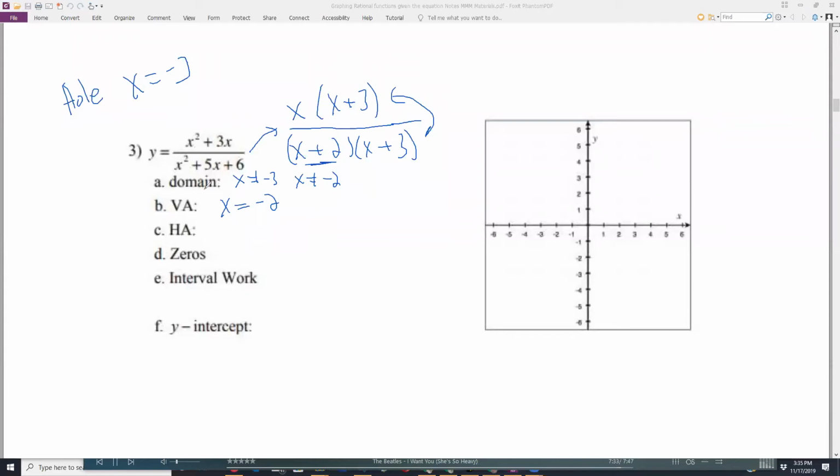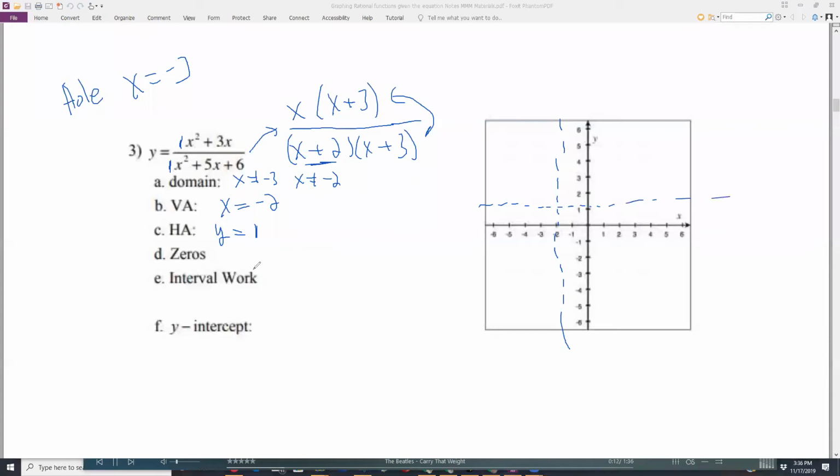What about zeros? So actually, HA, let's talk about that. I see x squared over x squared. That means the horizontal asymptote is going to be the ratio of the two coefficients of x squared. So that's just y equals 1. Let's get a little bit of this graph done before we get too far here. See a vertical asymptote at -2 and a horizontal asymptote of y equals 1.